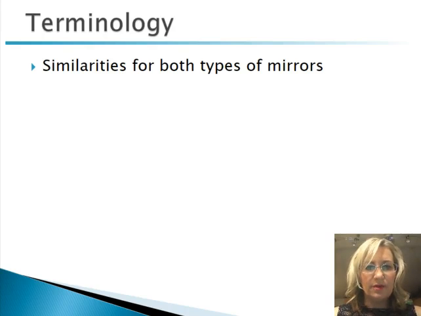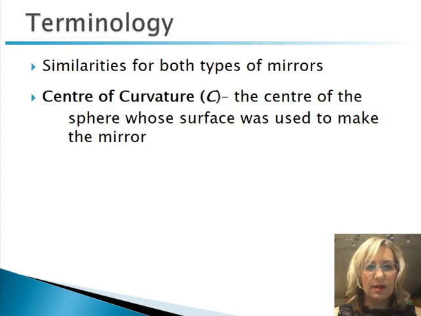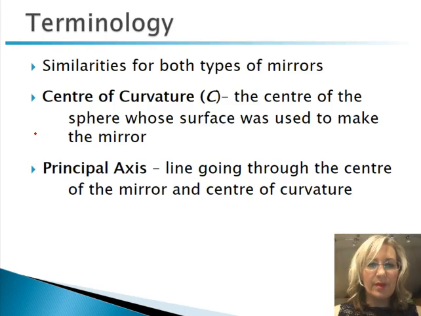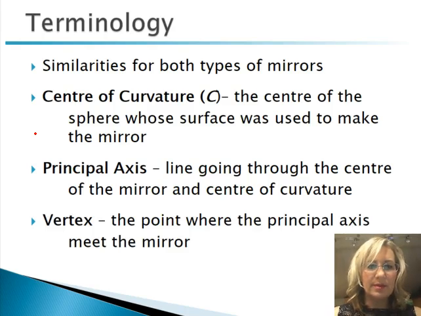So we have similarities for both mirrors. Whether we're dealing with concave or convex, there's a few terms that are consistent. We have the center of curvature, which is represented by the letter C. That would be the center of the sphere that would have actually made the mirror. So in either case, we have a center of curvature. We have the principal axis, which is the line that goes through the center of the mirror and the center of curvature. And we also have something known as the vertex, and that's the point where that principal axis actually meets the mirror. So these three terms are consistent with both concave or convex mirrors.